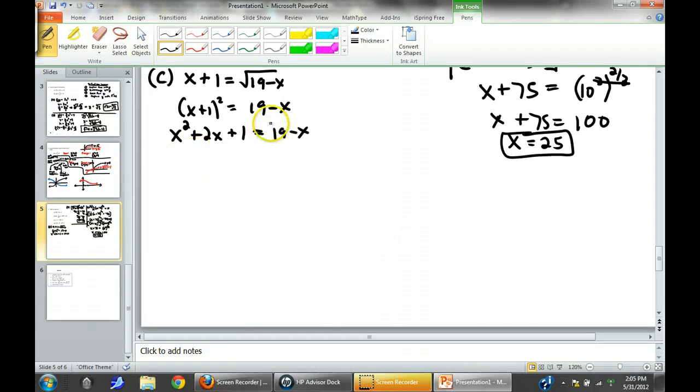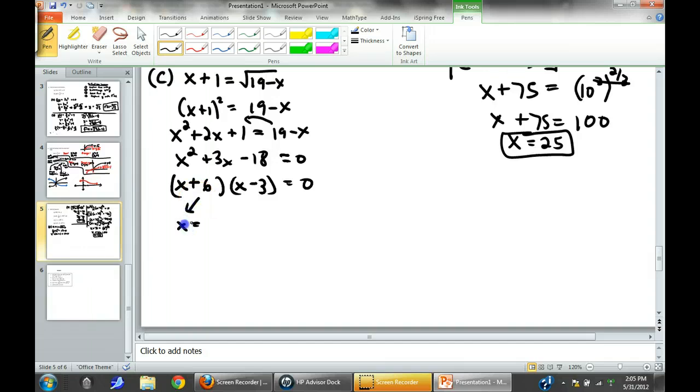We have subtract the 19 over, add the x over. We'll have x squared plus 3x minus 18 equals 0. We have to factor. So we get x plus 6, x minus 3. Either x is negative 6 or x is 3.